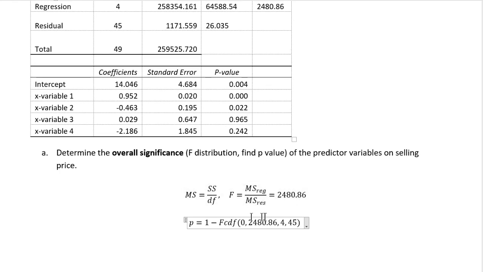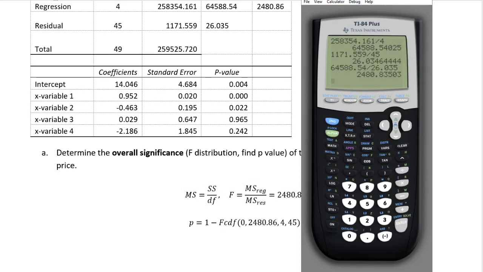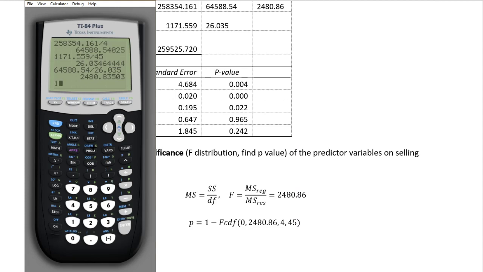Okay, so let's put that into the calculator. It's 1 minus FCDF, so second vars, and you're going to use the FCDF. For the lower bound you don't touch anything, and you put 2,480.86, and then the degrees of freedom are 4 and 45. Punch it in, and you get 0. That's because this value is so huge, you end up with 0.